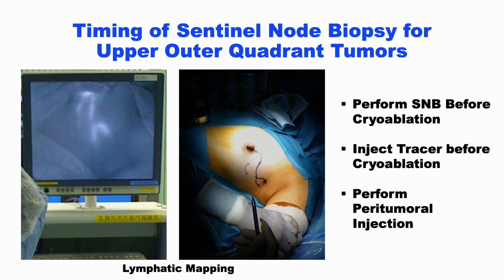Thus, if cryoablation and sentinel biopsy are planned for a tumor in a superficial location in the 10 o'clock axis of the right breast or the 2 o'clock axis of the left breast, then arrangements should be made by a surgeon to perform the sentinel biopsy procedure prior to cryoablation, or for the patient to undergo tracer injection prior to the cryoablation procedure, followed soon thereafter by cryoablation and sentinel biopsy.